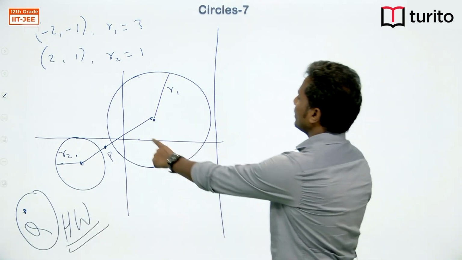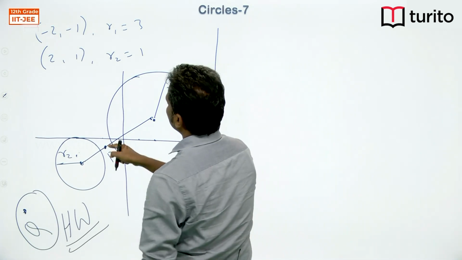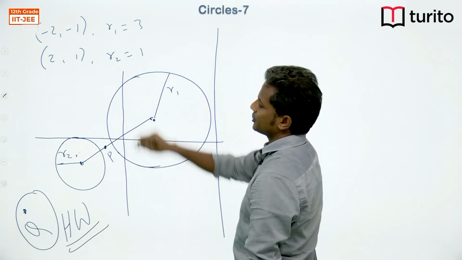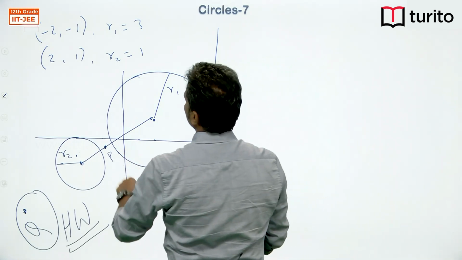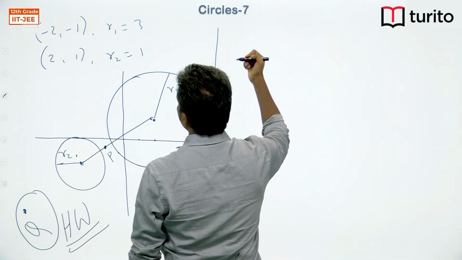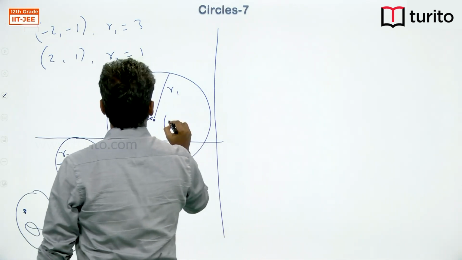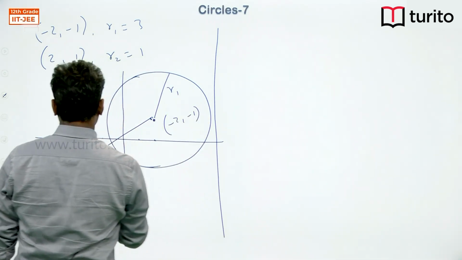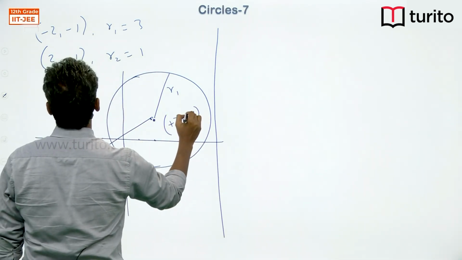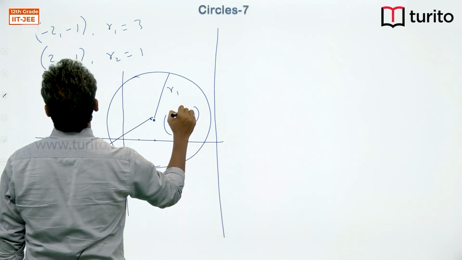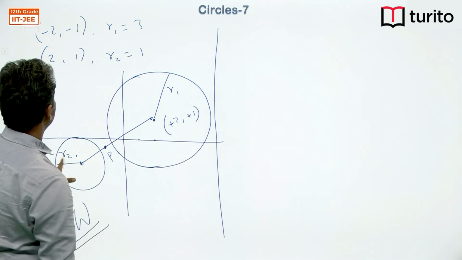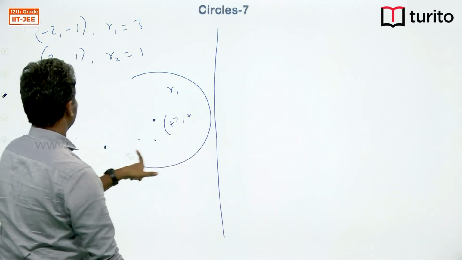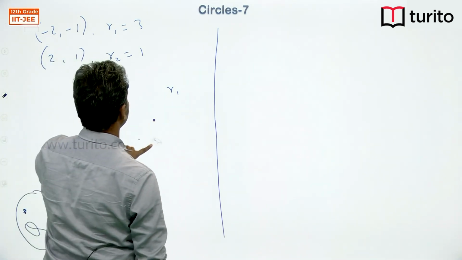Okay. So P can be calculated by applying the ratio, because it will be in the ratio R1 is to R2. So P can be calculated like this. This point is (-2, -1), and this is (2, 1). Okay, so there is a slight mistake in the diagram. Let me just take the diagram again.